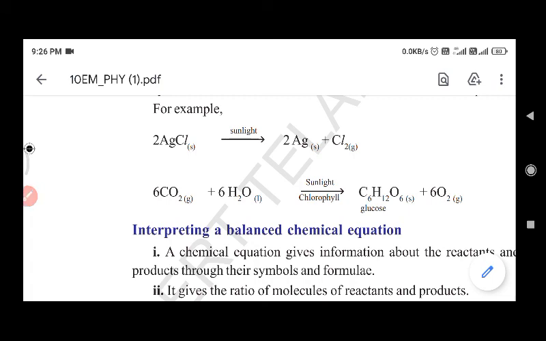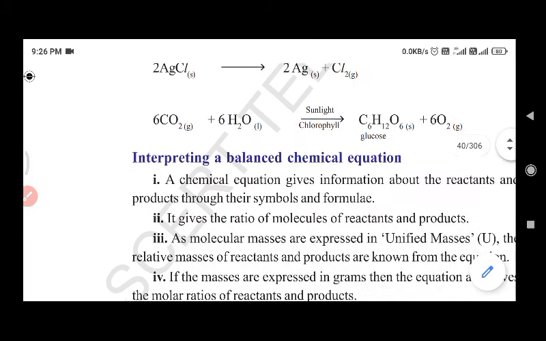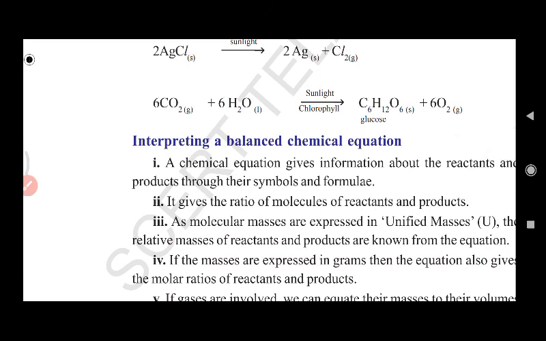So whatever conditions are required to complete the particular chemical reaction, we can represent above or below the arrow mark. In this way we have to make our chemical equation more informative.